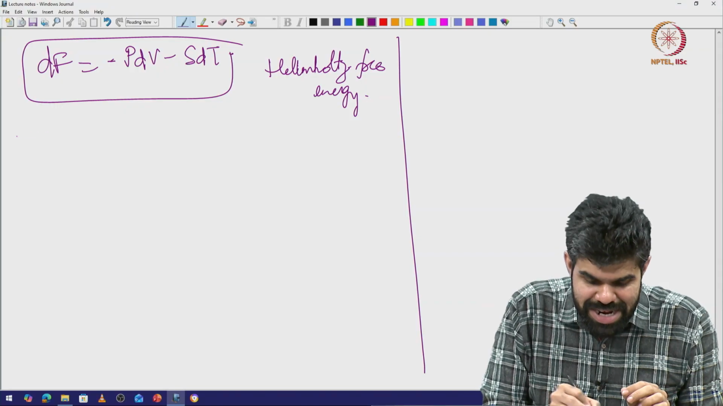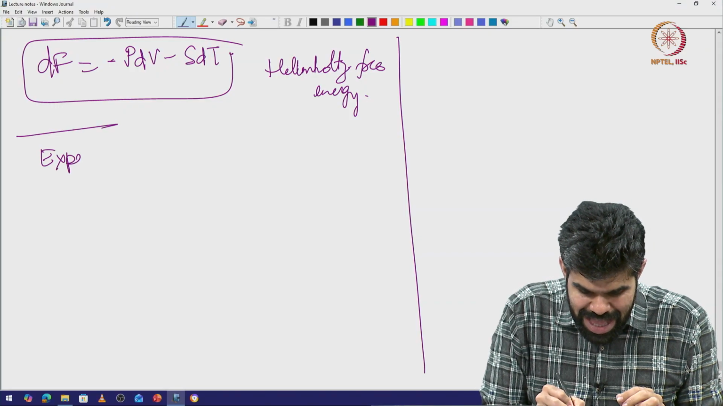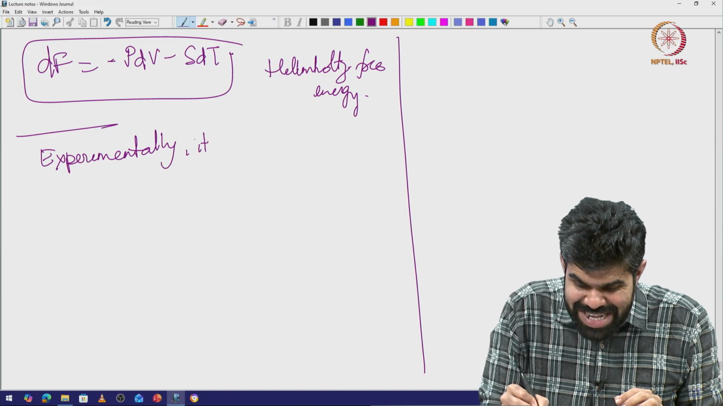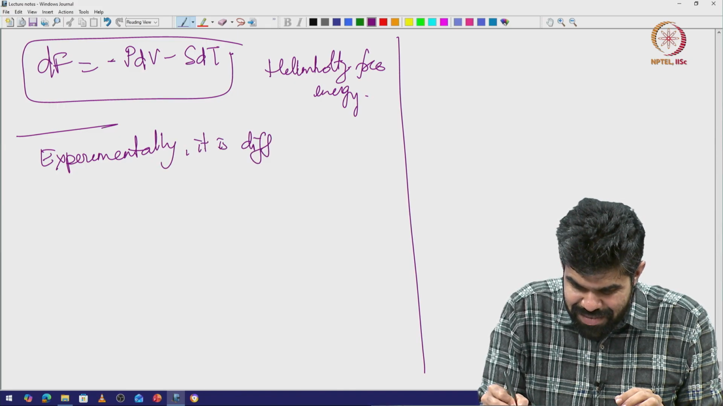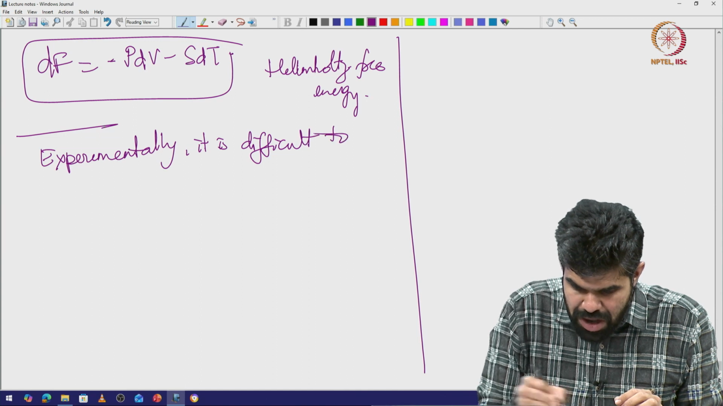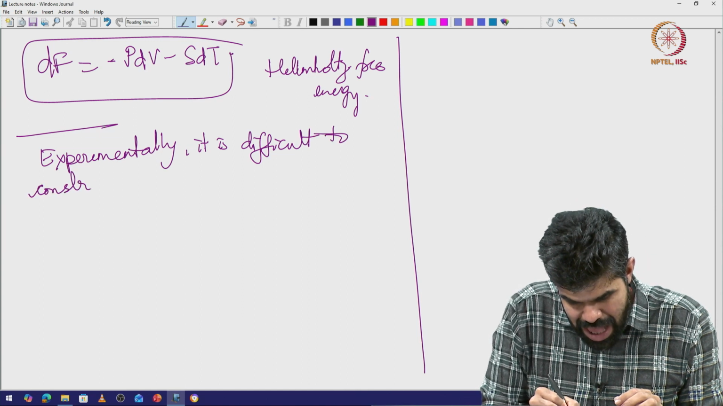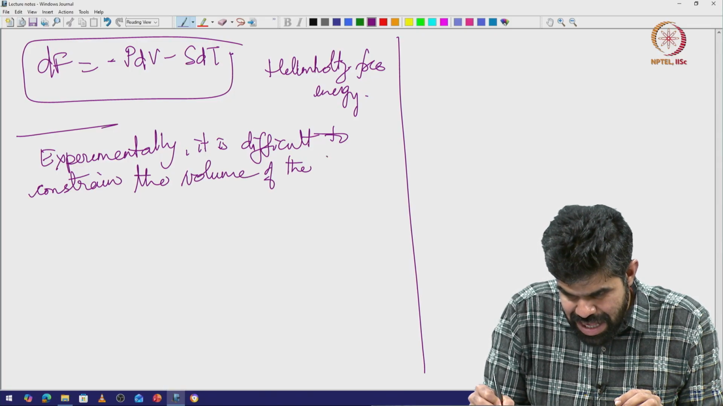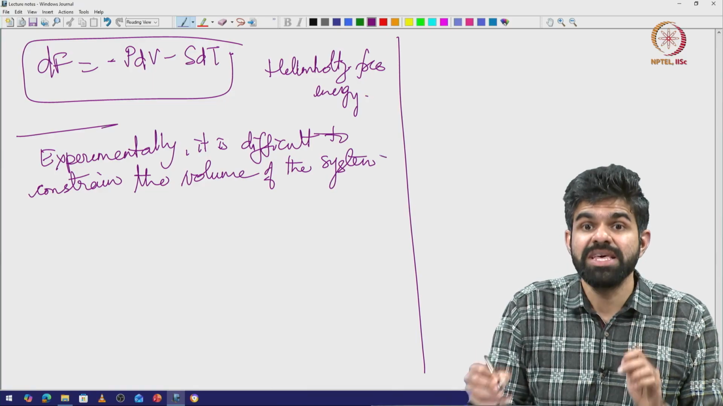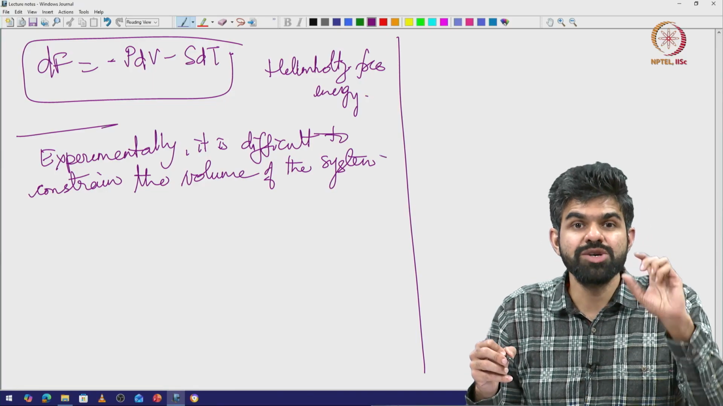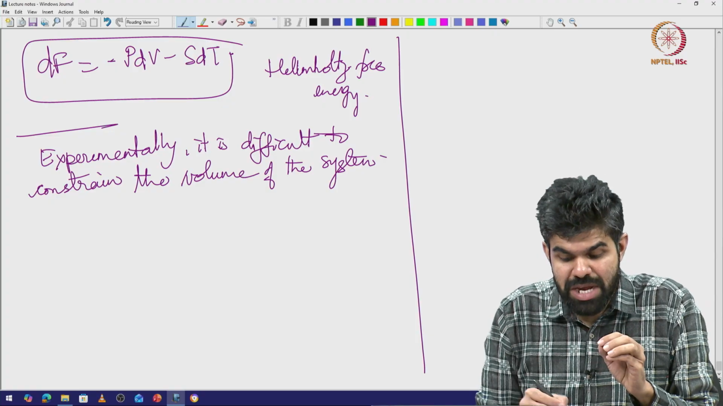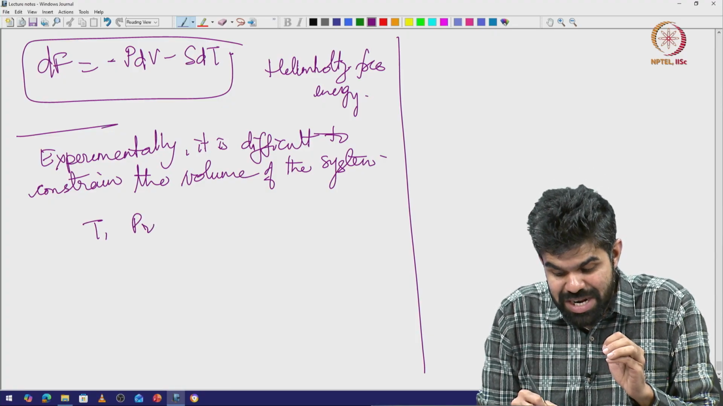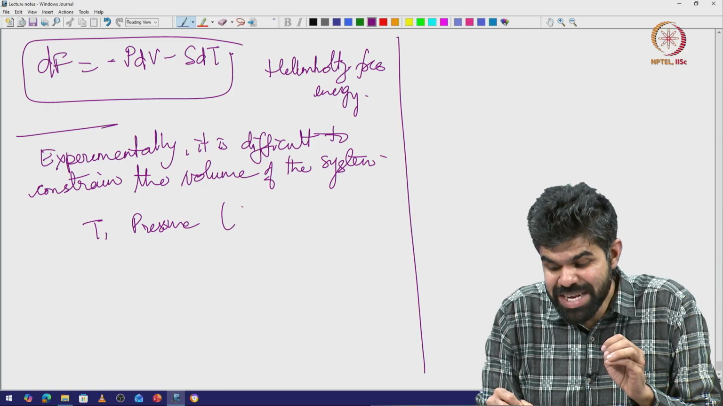So, experimentally it is difficult to constrain the volume of the system. But then what is easy to control? My control parameters can be volume and temperature, but they can be temperature and pressure. Pressure is easier to control.